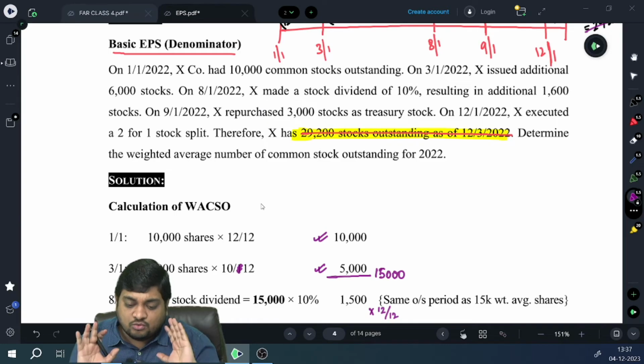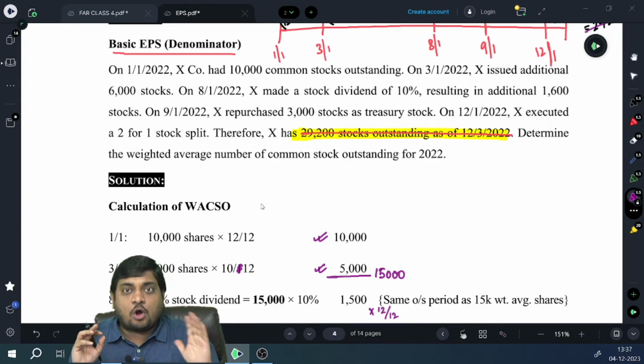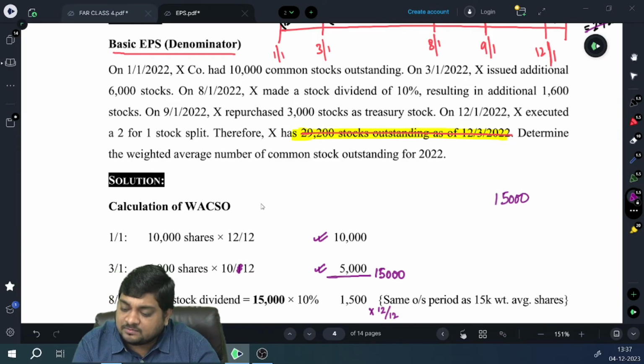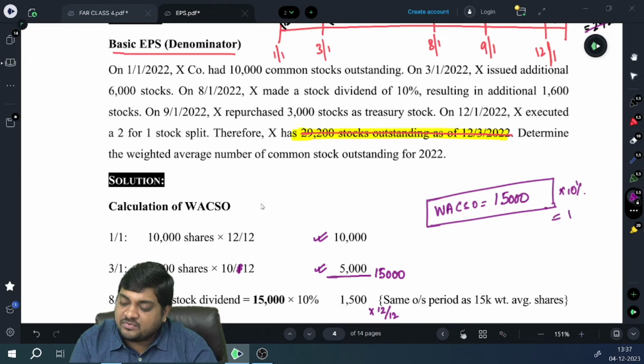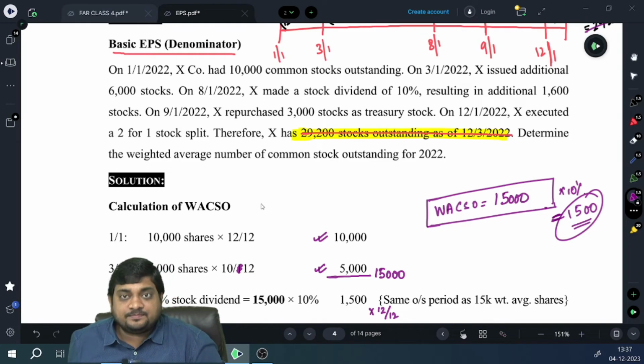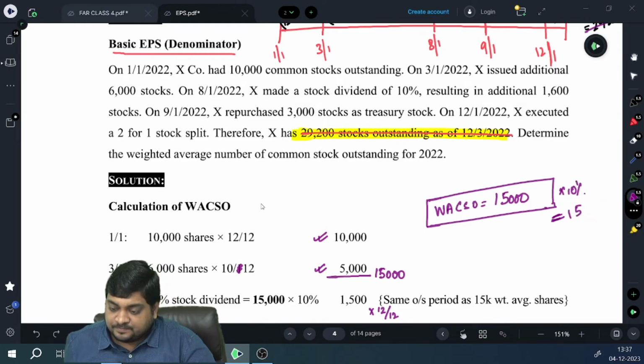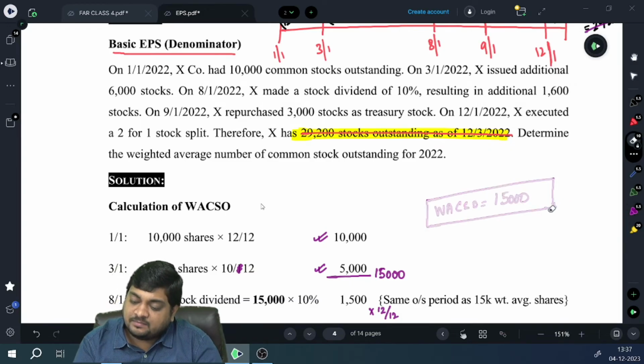If we have only these two, opening and additional stock issued, what will be the weighted average? The weighted average will be 15,000. Yes or no? The weighted average common stock outstanding will be 15,000. So on this, the 10% stock dividend is 1,500 on the basis of the weighted average, and this needs to be considered for the full year. Is it fine, everyone?